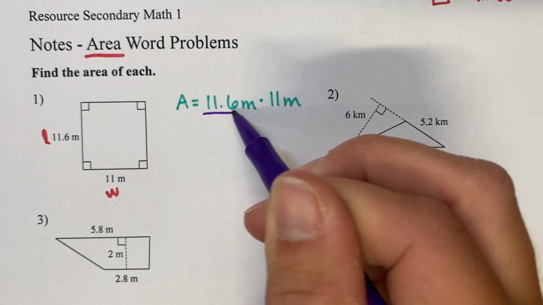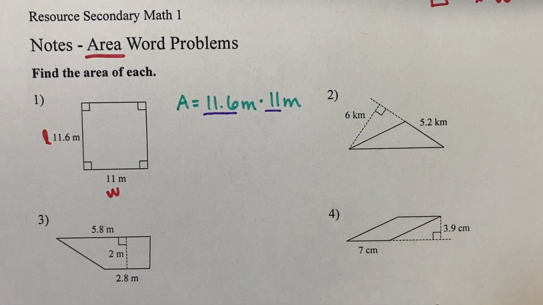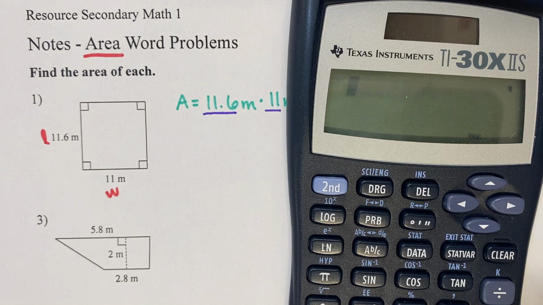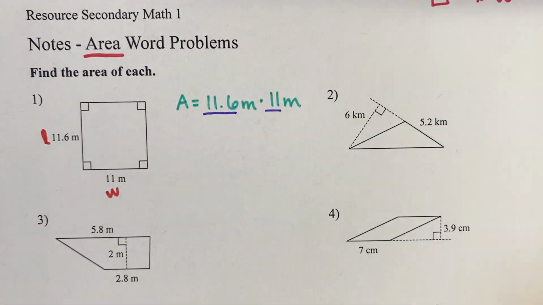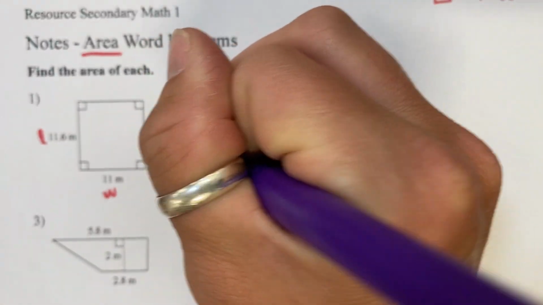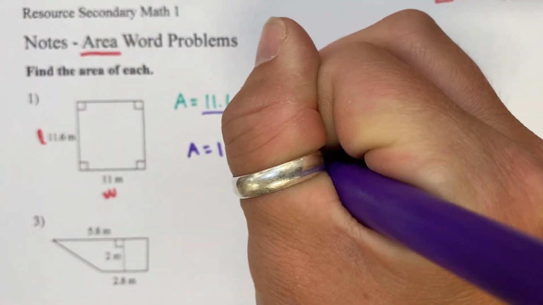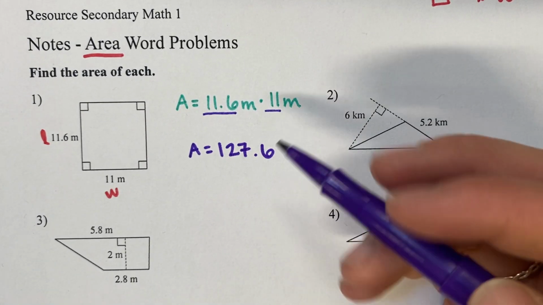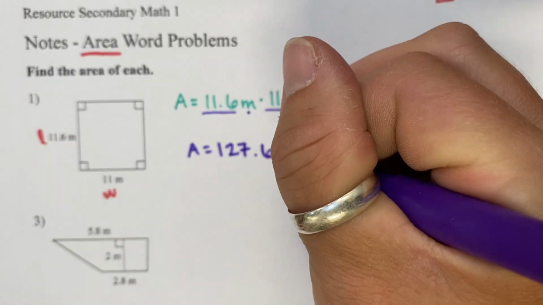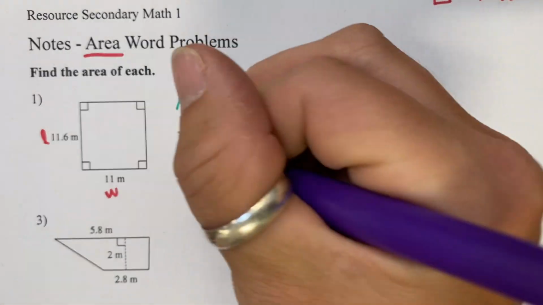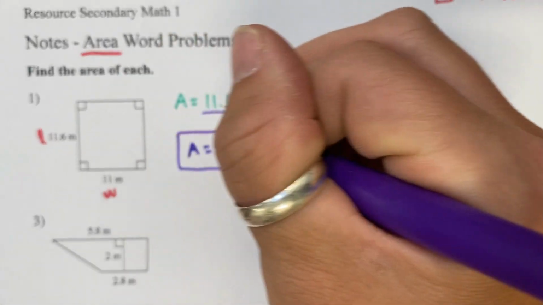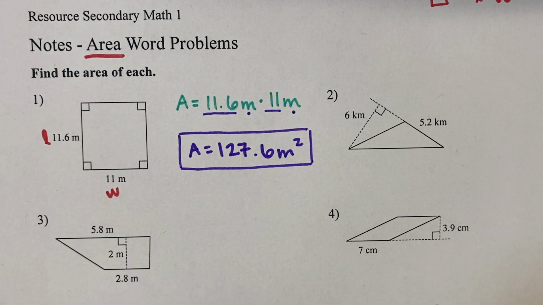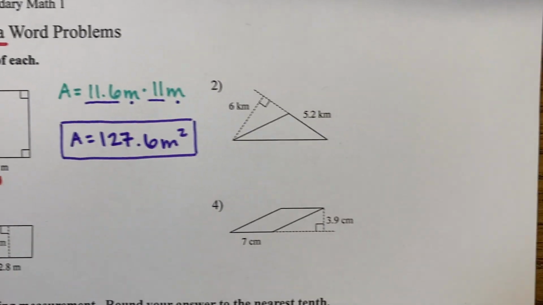Now, all we need to do is multiply these two numbers, which I'm going to use my calculator to help me do. So I have 11.6 times 11, and I get 127.6. So the area is 127.6. But what are my units of measurement? Okay, I have meters times meters, so that is where we get meters squared. So our area for number 1 is 127.6 meters squared. Beautiful. Let's look at number 2.